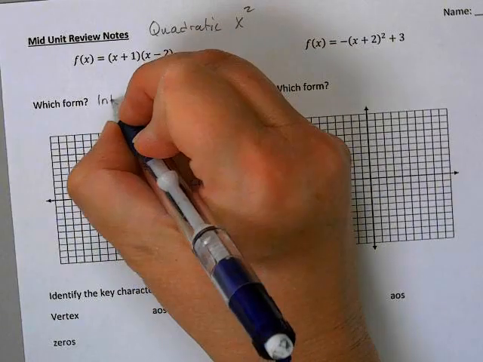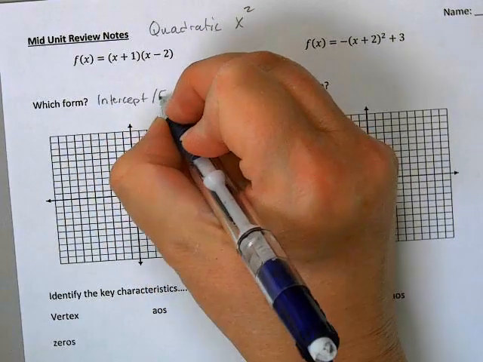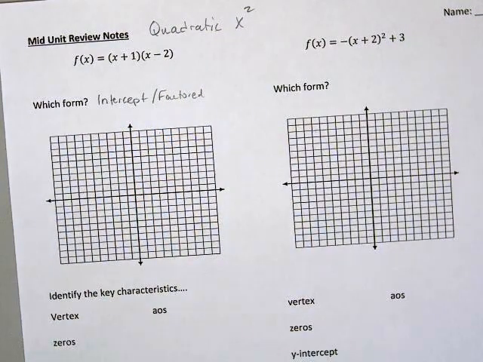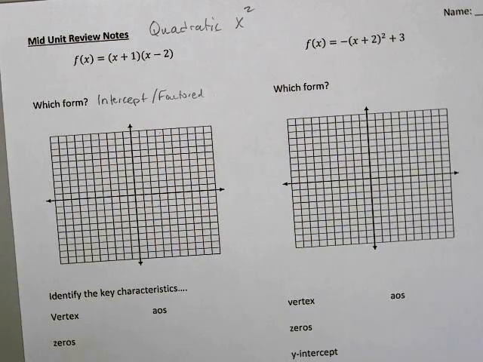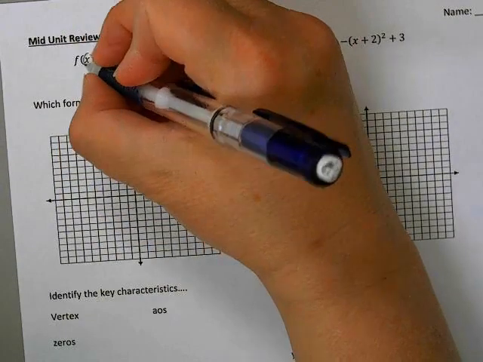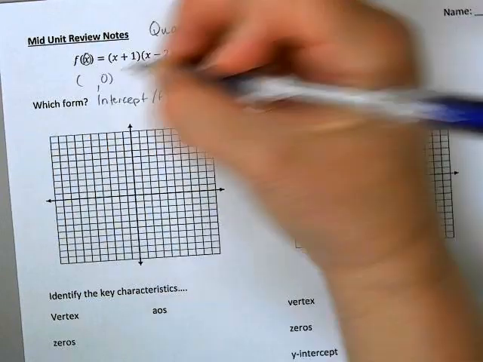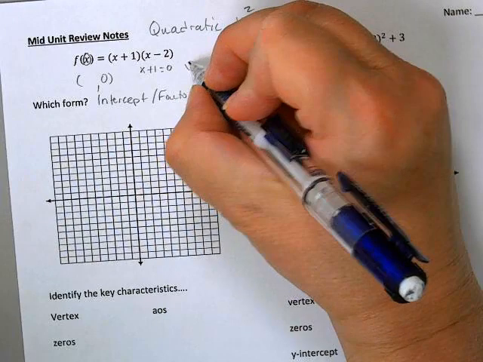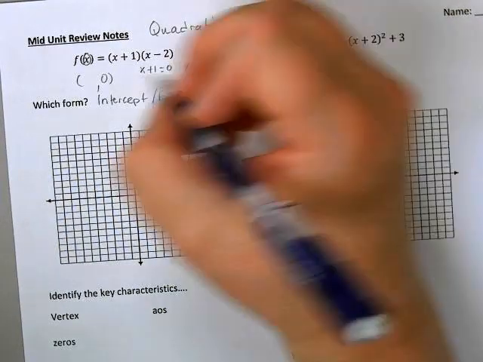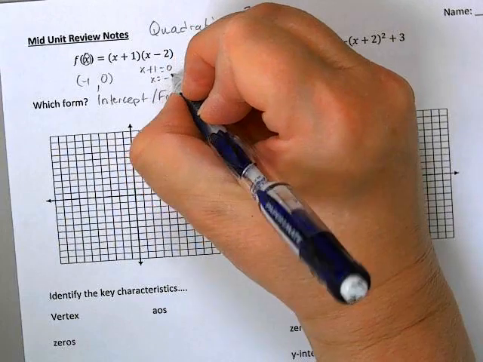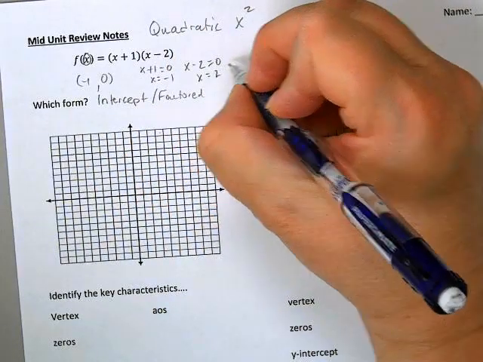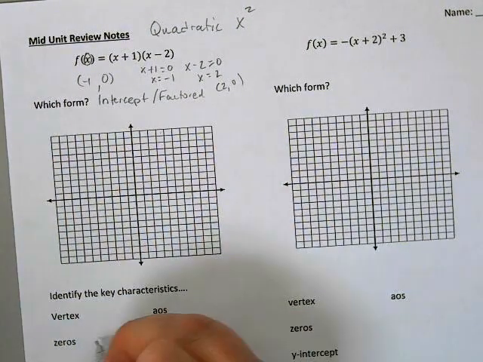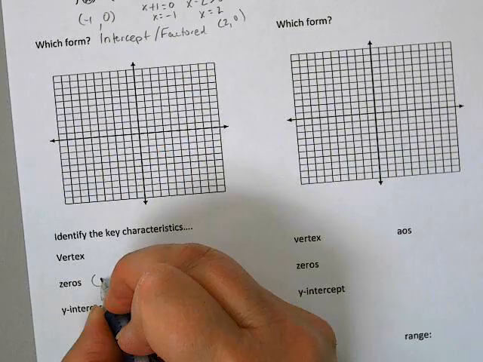This first one is called intercept form or factored form. I like this form because if it's in intercept or factored form, there are some things that I can see very easily. If I were to put a 0 where the y value is, then that means I could say that x plus 1 equals 0 or x minus 2 equals 0. So x is negative 1 or x is positive 2. So by putting a 0 where the y is, we've found our zeros or our x-intercepts.